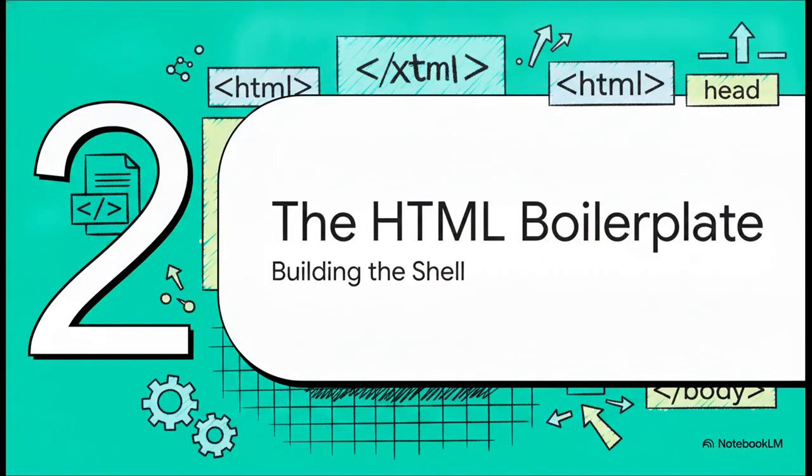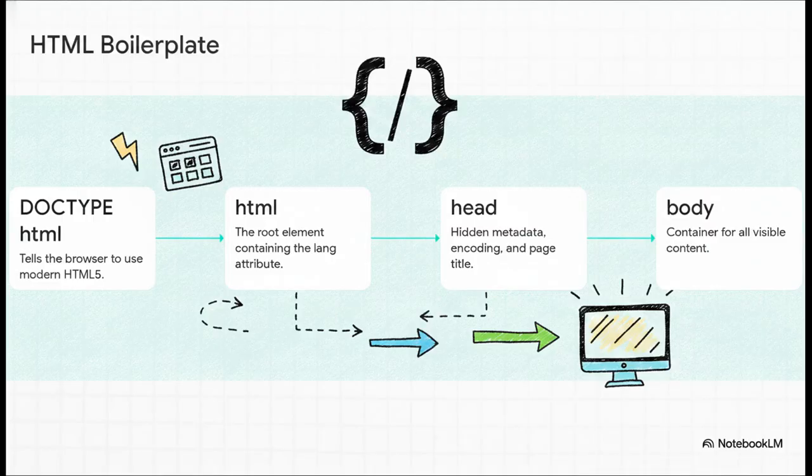Section 2, the HTML boilerplate. All right, our workspace is ready and optimized. It's time for our first real coding action, building the unshakable shell of our page. Following the one action per step rule, you've got to write these 4 foundational tags in this exact sequence. First up, the doctype HTML tag. This simply tells the browser to use modern HTML5 to render the document.